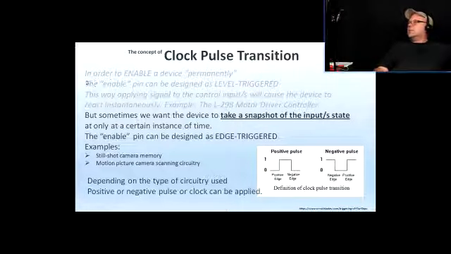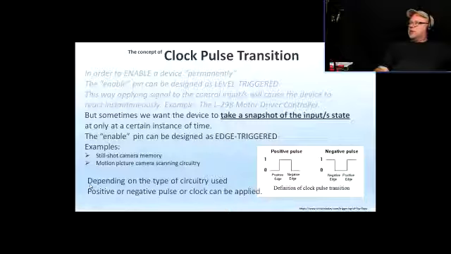Let's get back to that slide here. Let's go from the beginning. All right. In order to enable a device permanently, the enable pin can be designed as level triggered. This way, applying a signal to the control input or inputs will cause the device to react instantaneously, for example, the motor control driver, right? Now, sometimes we want the device to take a snapshot of whatever the input state is only at a certain instance of time, then it could be edge triggered. And we talked about the examples here.